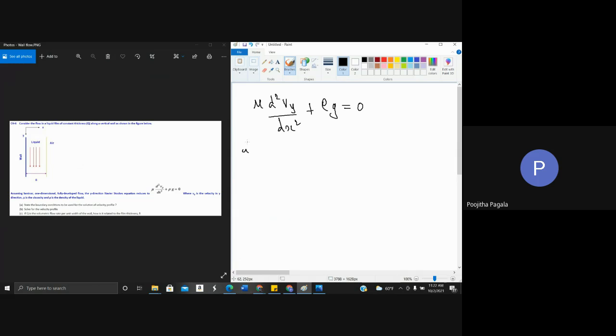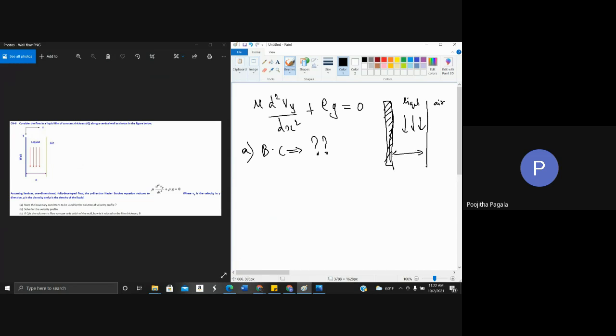So the first thing they're asking is to state the boundary conditions. In order to solve any differential equation, you require boundary conditions. So this is the wall. This is the solid wall. And this is the liquid. And this is air. And we have fluid flowing in this direction.